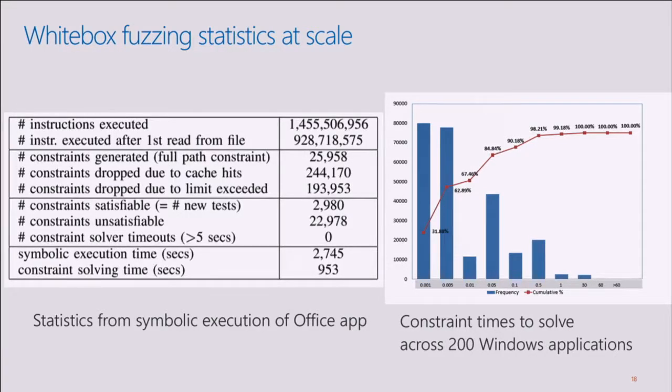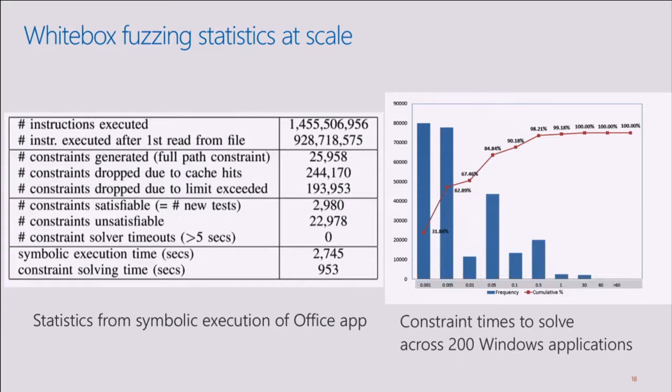And in that particular execution, we generated 25,000 of those questions that you saw. And we ended up solving 2,980 of them to create new test cases. So we were able to take this huge ocean and look at all the different places we could find ways to increase coverage. And we were able to create thousands of new test cases.